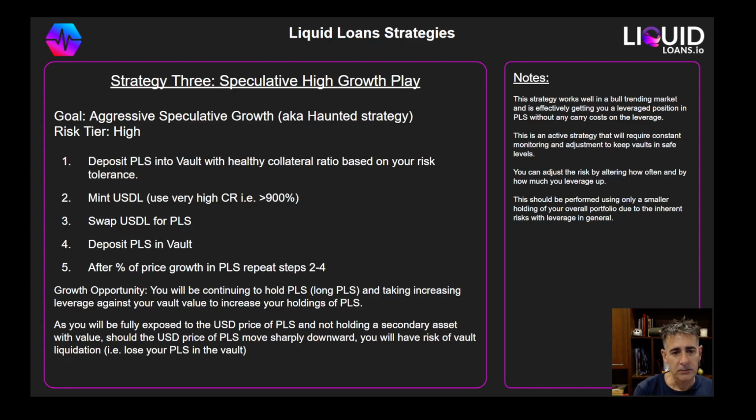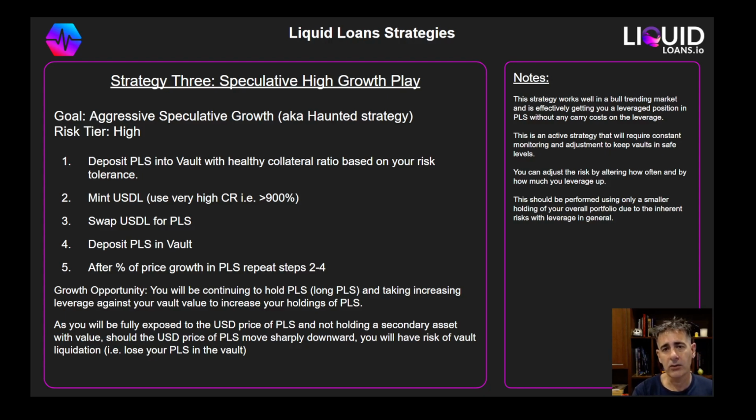Now, like I said, you'll be fully exposed to the USD price of Pulse, and not holding a secondary asset with any value that you can pay down the debt on the vault with, unless you've got other bags somewhere else that you can do that. But understand this strategy is looking at it in isolation. You won't have any assets to pay back the vault. So there is a risk that you could get liquidated.